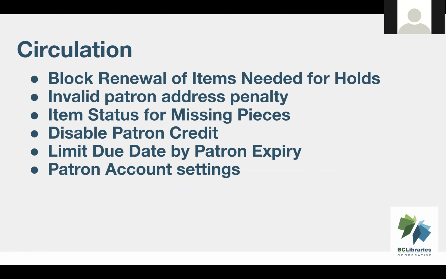Now over to circulation. A setting that I definitely recommend you check is the block renewal of items needed for holds. I checked in the system, and 86 organizational units as of Monday have this set to true. And we have about 110 libraries now. So if you're expecting that items that are needed for holds can't be renewed, go in and make sure the setting is set to true. Because otherwise, if that's not set to true and just left blank, Evergreen will be allowing things to be renewed that have holds on them.